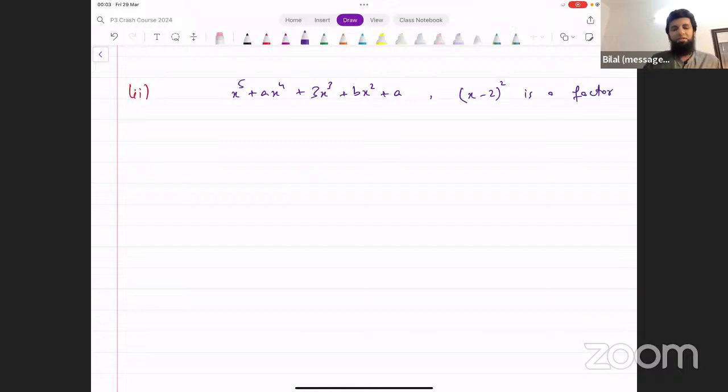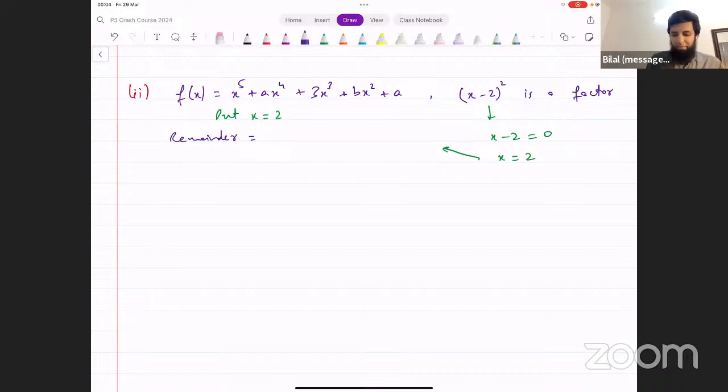Now if x minus 2 whole squared is a factor, that means if you were to input x equals 2 in this function, the result has to be equal to 0. Let's call this f of x or p of x, you can call it whatever you want. Why x equal to 2? Because we put the divisor equal to 0. That gives us x equals 2. We can put that value there. That's going to give us the remainder, which is f of 2.